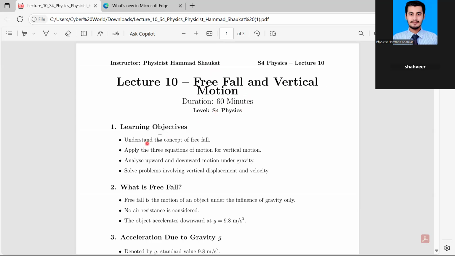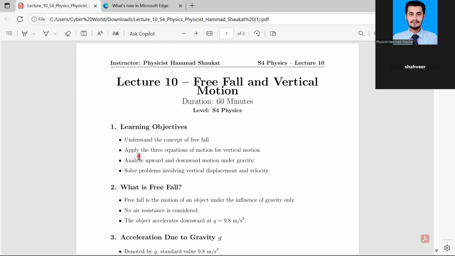So here are our learning objectives. We will understand the concept of free fall, how bodies behave when they move under the action of gravity or against the action of gravity. Then we will apply those three equations of motion which we discussed in our previous lectures.